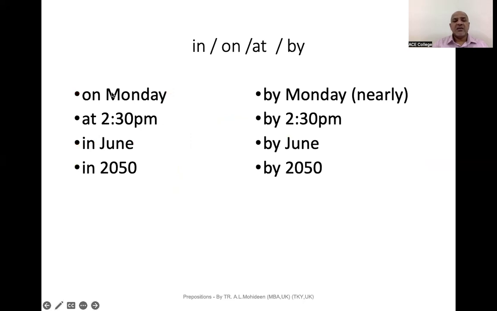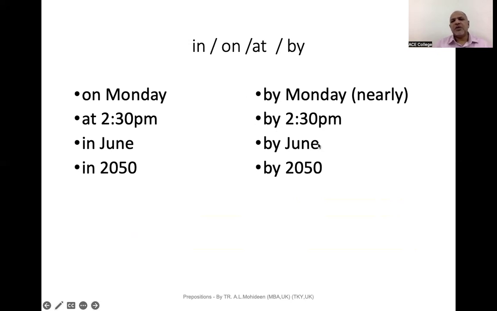So again, day: on Monday; at 2:30 p.m.; in June; in 2050, if it is exactly the same. But "by" you can use for nearly: by Monday, by 2:30, by June, by 2050. This is actually not exactly the same, but it may happen. So it may happen nearly, right? It's not sure. Okay? Sure, not sure, with doubt.